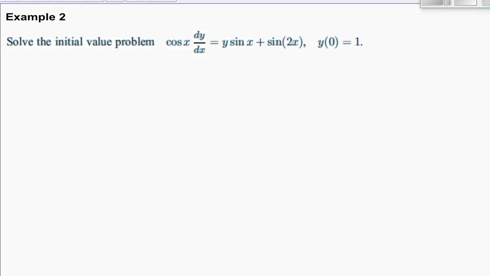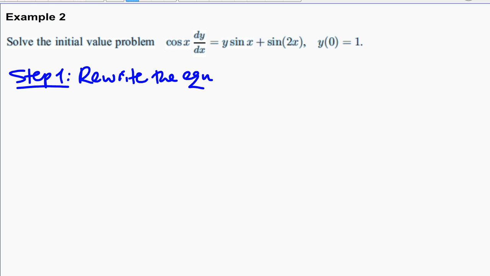Before we start solving this equation, we need to rewrite it into standard form. So that will be step one. Step one, rewrite the equation in standard form. Now, this standard form is in your formula booklet, all right? So you don't really have to cram it.